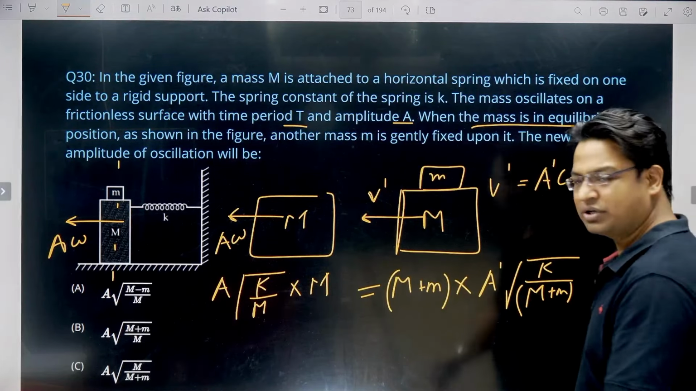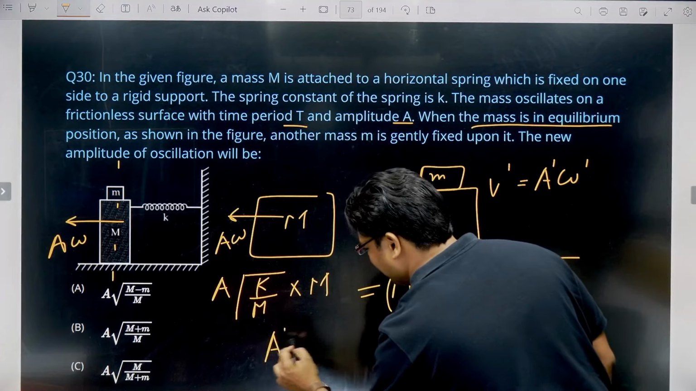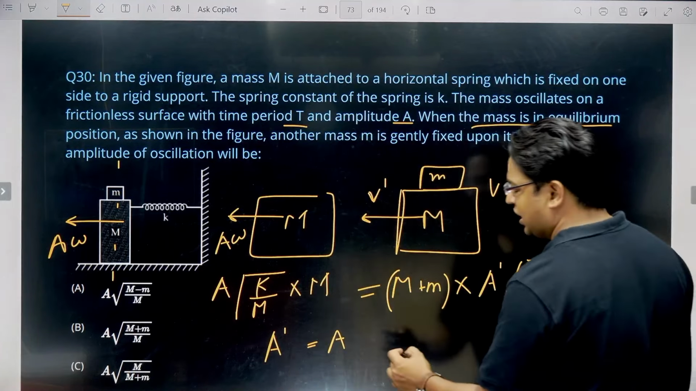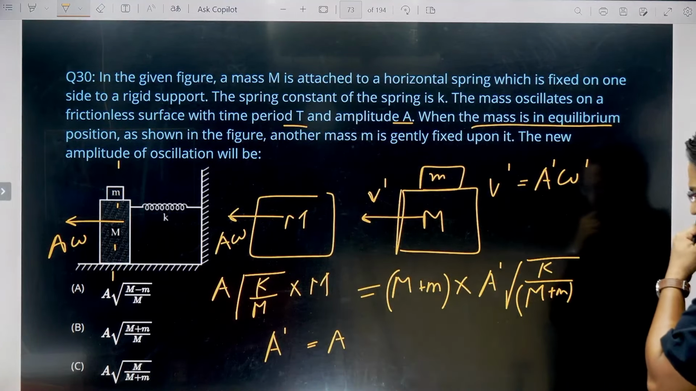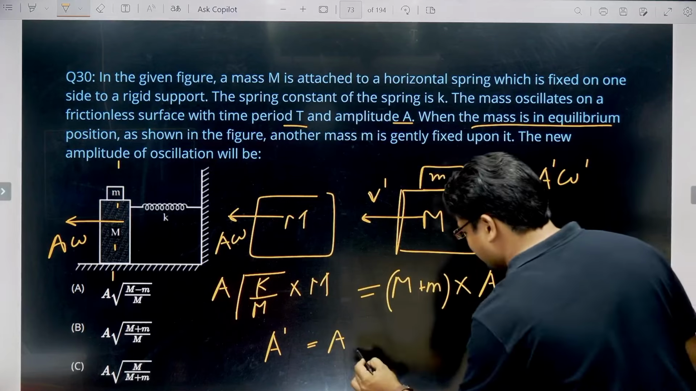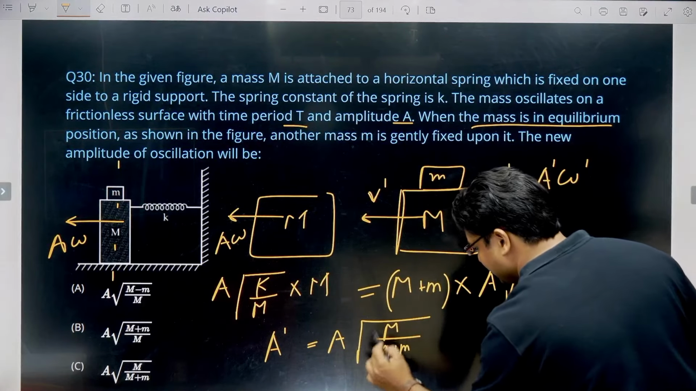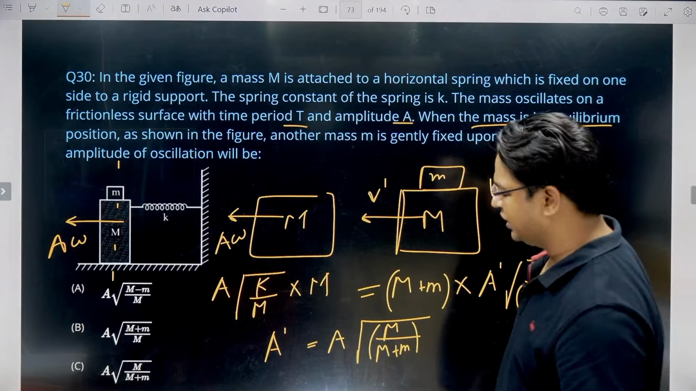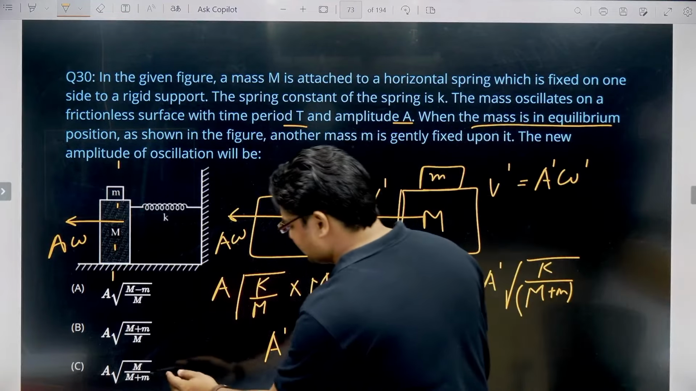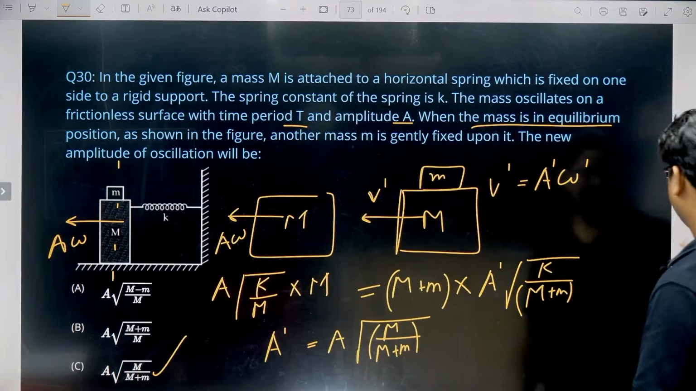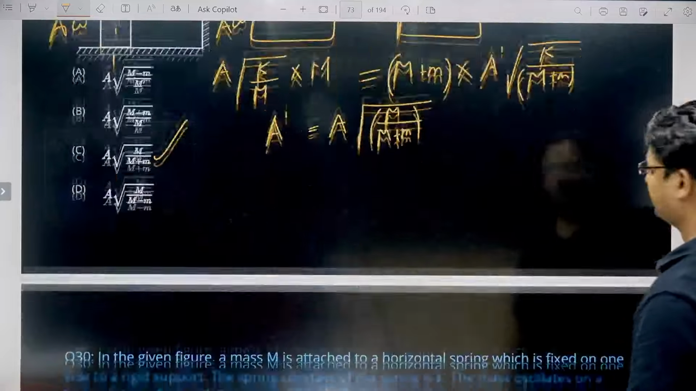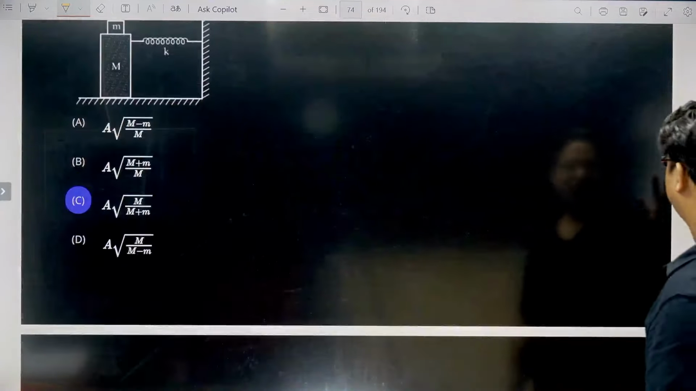So when you solve this, it's evident that A prime will be equal to A times, root k will get cancelled, so it will become equal to root of M divided by M plus m. So this is what you are going to get. And I believe option C looks like the correct answer here. Let's see whether it is or not. It is the correct answer.